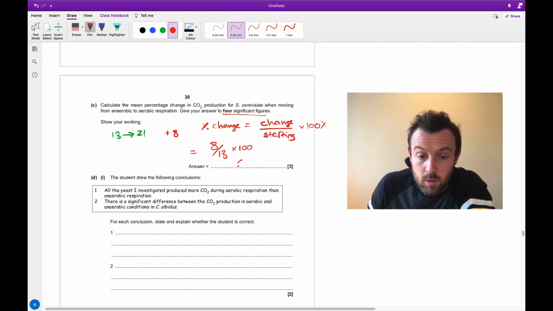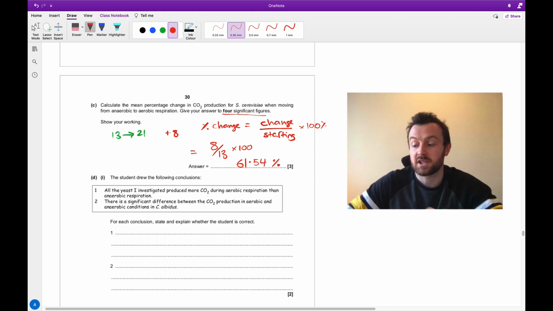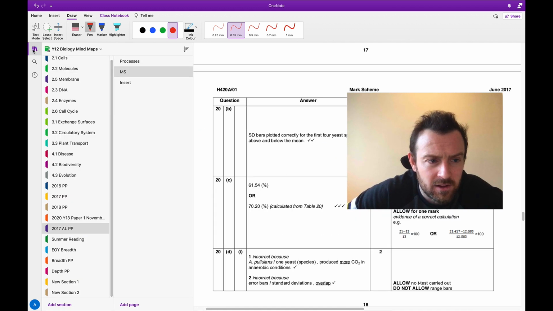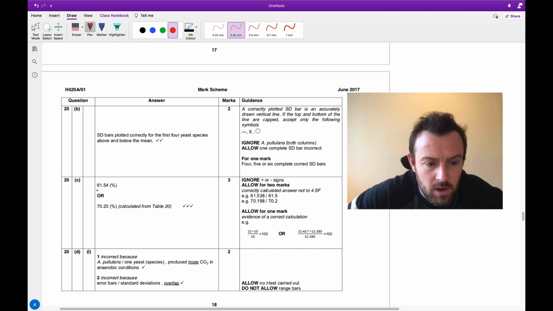Okay, so 61.54%, because I've got 61.538 on my calculator, so that is to 4SF. Double check that I've got that right. Yep, 61.54 there is correct.